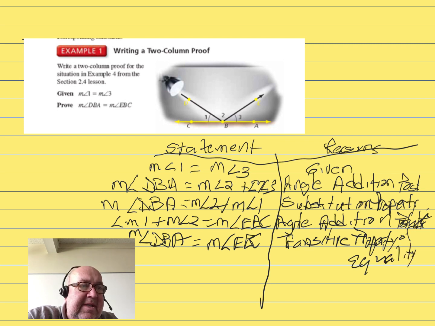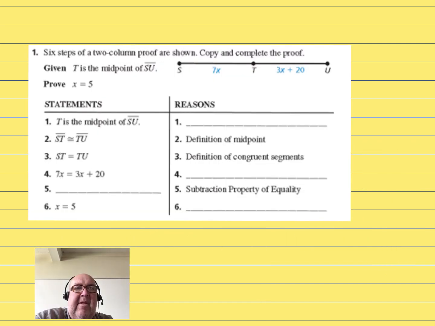Looking at a couple more examples maybe. Here it has 6 steps listed, and we want to fill in what needs to be done in order to prove this. So first off, T is the midpoint of S and U, that was given to us, so we're going to write given here. We find that the segment ST is congruent to segment TU. That's the definition of a midpoint. Definition: ST is equal to TU is the definition of congruent segments.